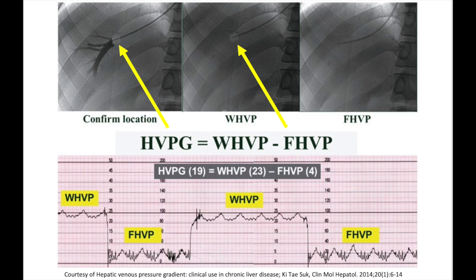This measurement is a pressure assessment inside the sinusoids. The sinusoids eventually connect to the portal vein, and therefore the wedged hepatic vein pressure indirectly reflects the portal vein pressure. This HVPG methodology is the current gold standard for diagnosing portal hypertension.